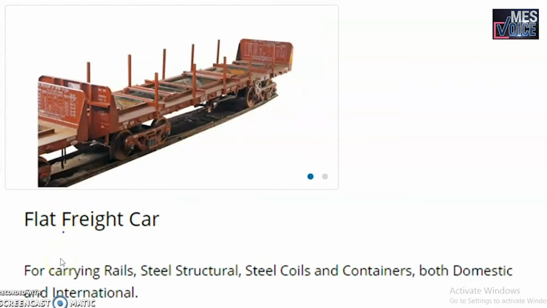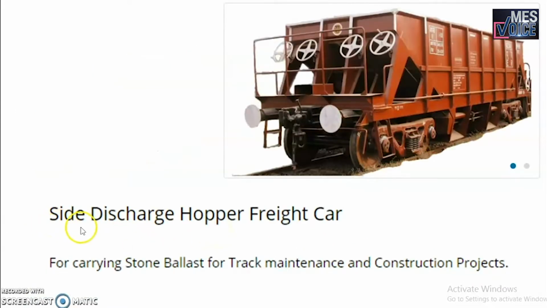It is usually used for carrying steel structures, steel coils and containers, which is used for transportation of both domestic and international freight. Another one is the side discharge hopper freight car. As you can see, there is a hole in this image. This is used for track maintenance and construction projects, while filling the metals inside the wagon, and through this way it can be laid on the track.